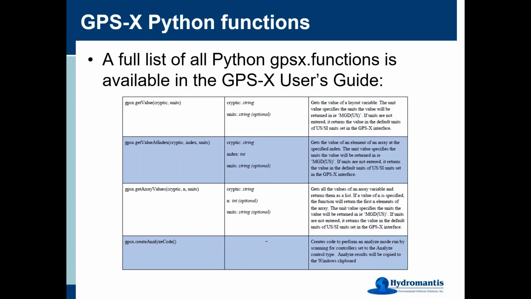So as I mentioned, there's about 25 of these pre-developed functions that are available for you to interact with the interface itself or to get values and set values in the software. And so those are all available in the GPSX User's Guide.